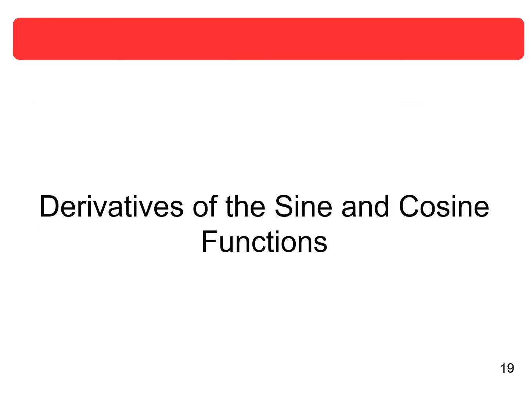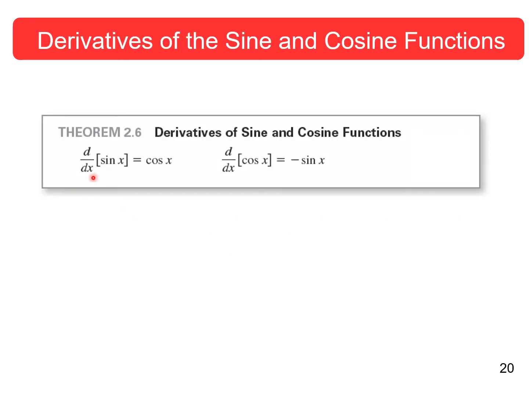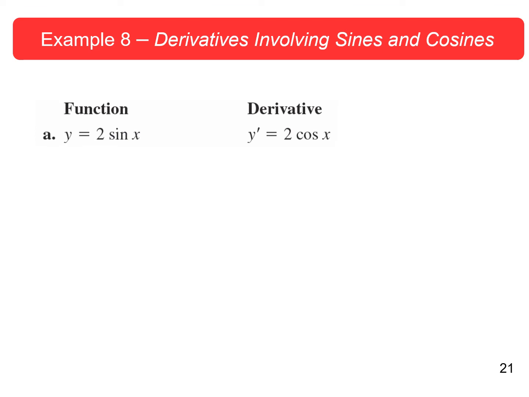Now let's discuss the derivatives of sine and cosine functions. The derivative of sine x with respect to x is equal to cosine x, while the derivative of cosine x with respect to x is equal to negative sine x. Now let's apply that here. All other properties will still apply in this case. So if you differentiate y equal to 2 sine x, this is the same as the constant multiple rule. You take out 2 and then differentiate sine x. The derivative of sine x is cosine x, so the derivative is just 2 cosine x.